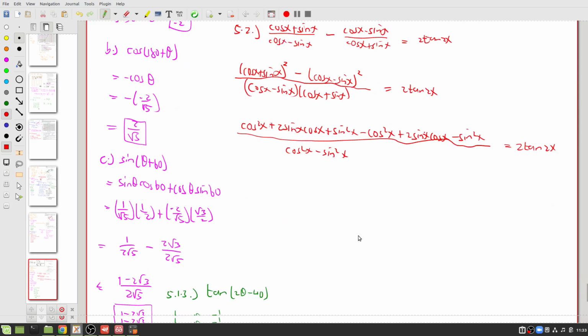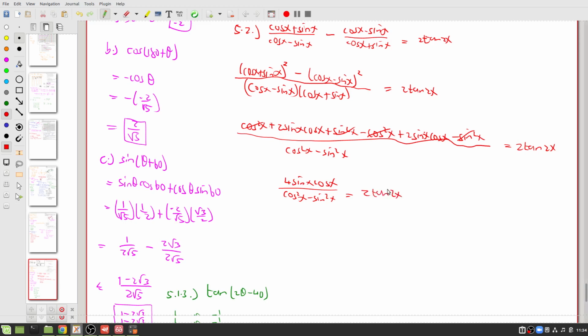And now, let's collect the like terms on the top. So cos squared x minus cos squared x, okay, that's nothing. Sin squared x minus sin squared x, that's also nothing. Nice, it's looking quite nice. And we've got 2 sin x cos x's plus another 2 sin x cos x's, so that gives us 4 sin x cos x at the top, and at the bottom we've still got cos squared x minus sin squared x equals 2 tan 2x.